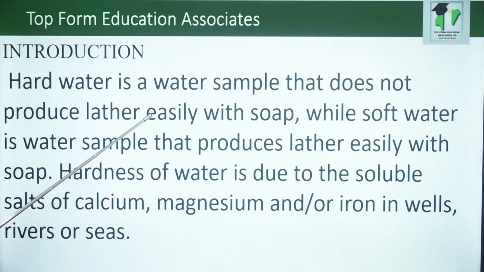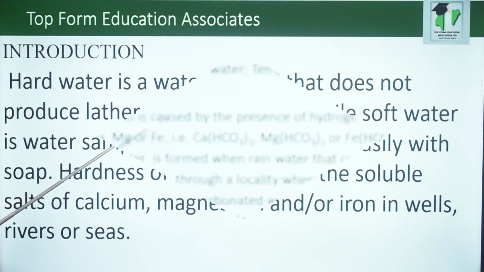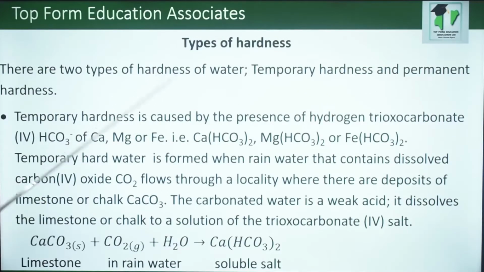You might be confused which water does not produce lather easily with soap. Try to compare washing with well water or borehole water and washing with rainwater. The rainwater will easily lather with soap, while the borehole water will not lather easily with soap. There are two types of hardness of water. We have temporary hardness and permanent hardness.